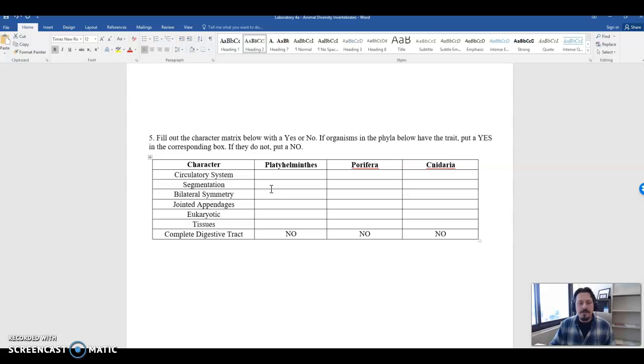What you're going to basically do is look at the animals in this group, Platyhelminthes, and tell us if they have these characteristics. All of these characteristics are found in the description of that organism. If a characteristic, like the circulatory system, is not found in the description of Platyhelminthes, then Platyhelminthes does not have that characteristic. But if the description of Platyhelminthes above says that they have bilateral symmetry, which they do, then you can put a yes.